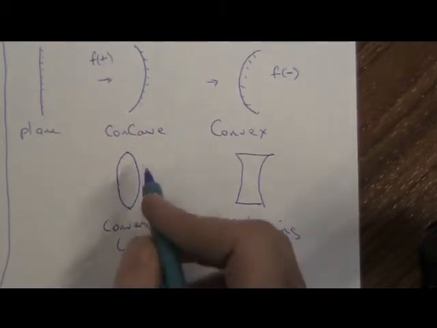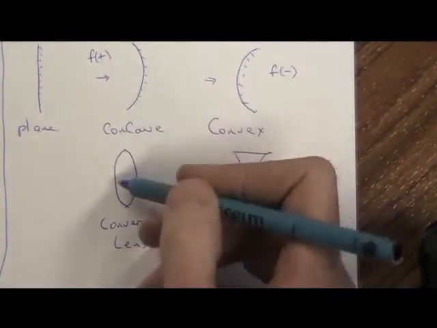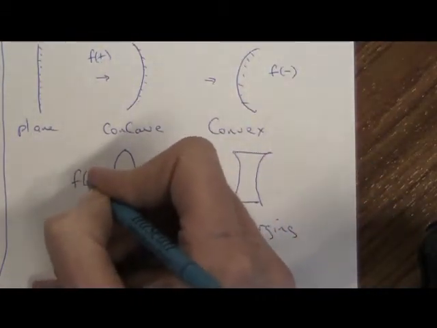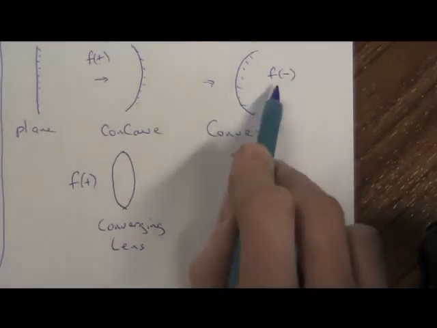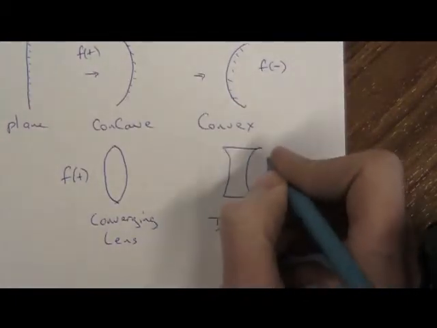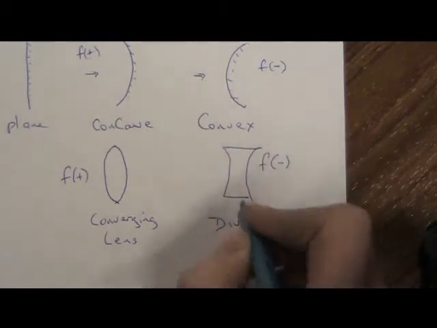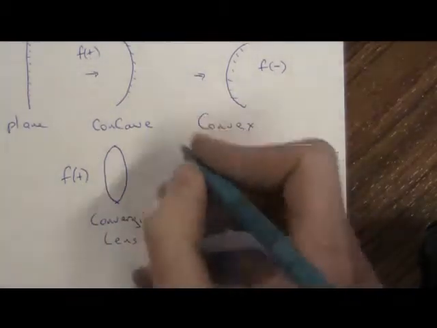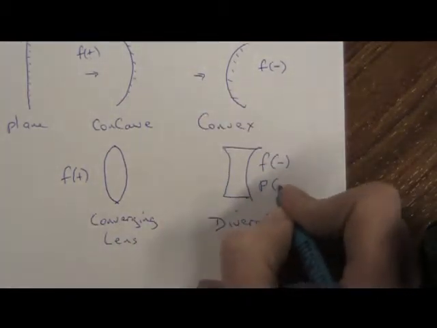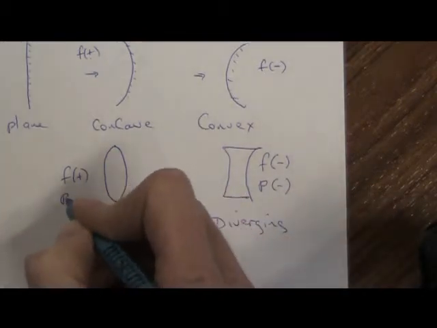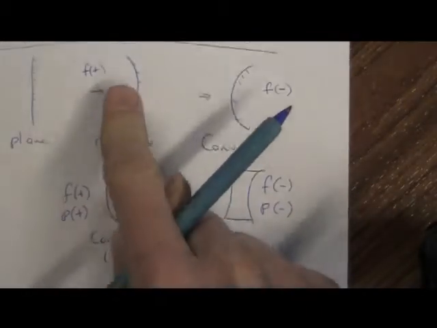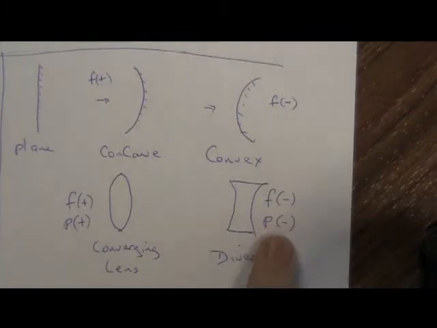With a convergent lens, then, this follows the concave mirror. F is always plus with this one. And the divergent lens is a bit like the convex mirror in that the focal length for this one is always minus. Now lenses have powers, and the divergent lens's power is always going to be minus, and the convergent lens's power is always going to be plus. So here we have the pluses and here we have the minuses.